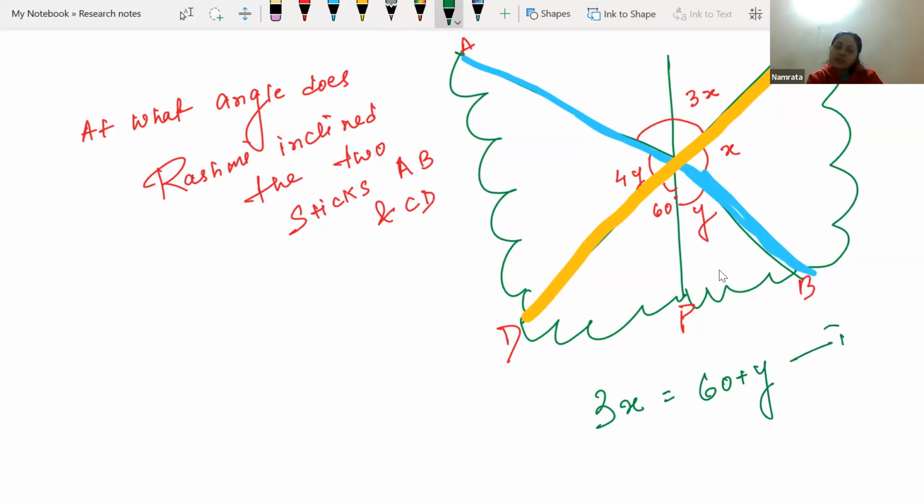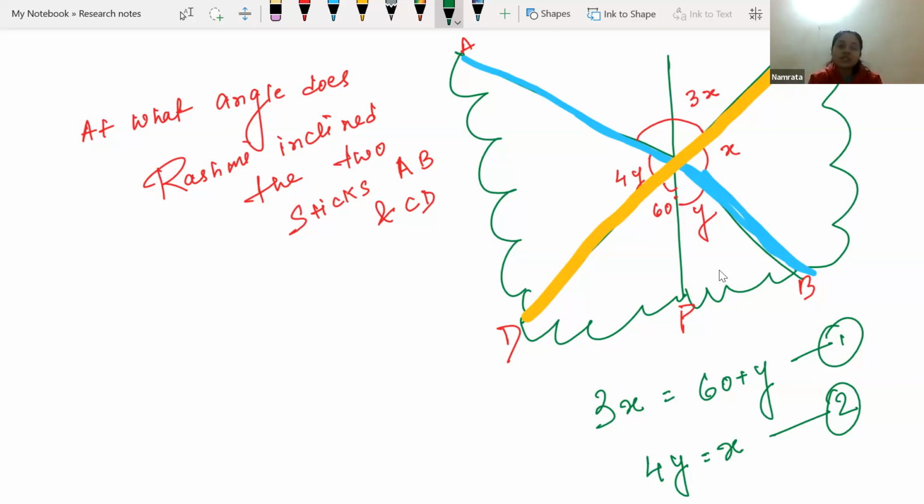This is one of the equations. And 4y is equal to x. This is another equation. Is it clear? Both vertically opposite angles over here will be the same, the vertically opposite angles on the top, and the angles at the bottom will also be the same. Now what we have to do is simplify these two equations and find the values of x and y.